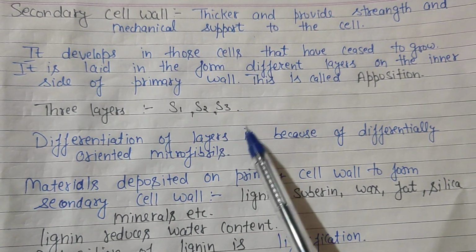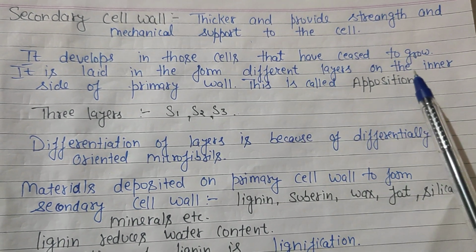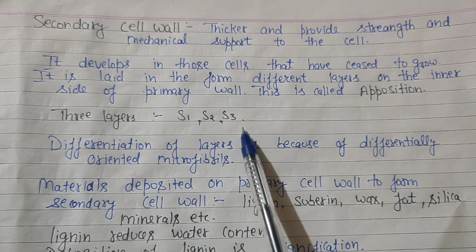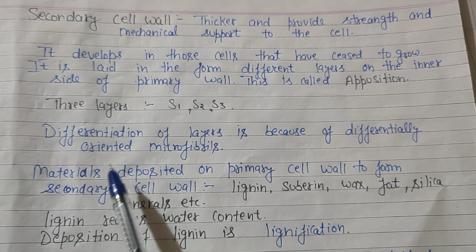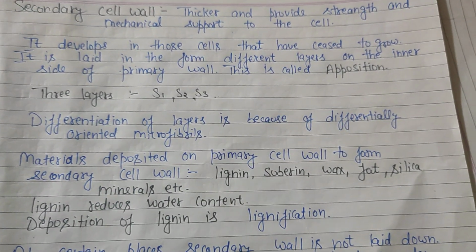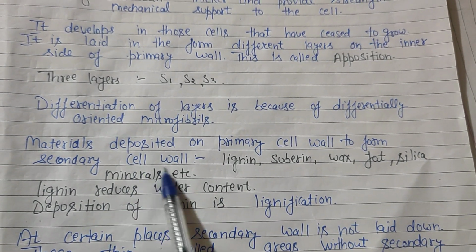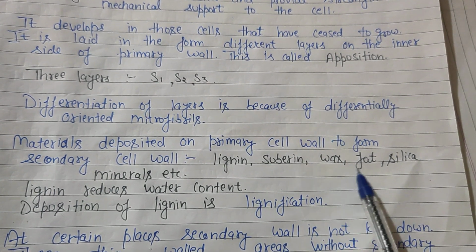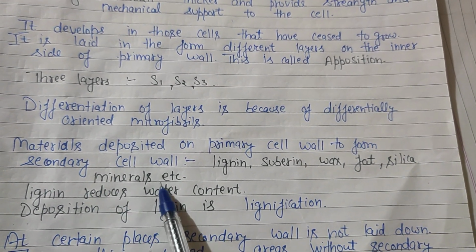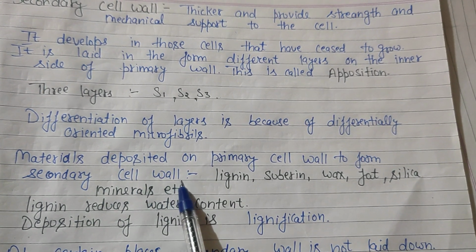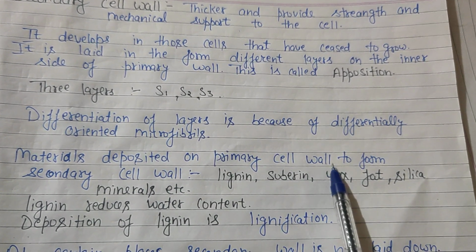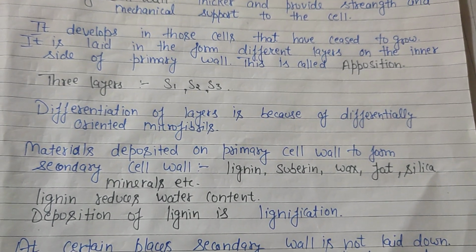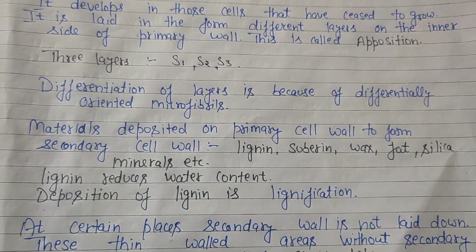So it is laid down in the form of different layers, and this is called apposition, and the layers are S1, S2 and S3. And there is some material that is called secondary cell wall material. This material includes lignin, suberin, wax, fat, silica and some other minerals. So this secondary cell wall material is laid down on the primary cell wall in order for a secondary cell wall to develop. And the deposition of lignin is called lignification.